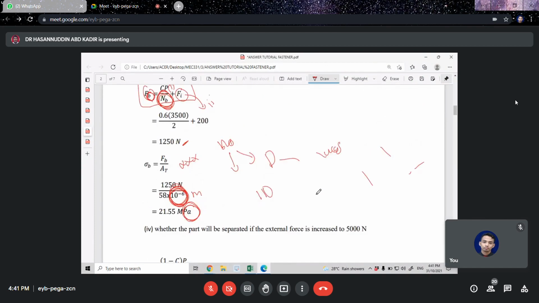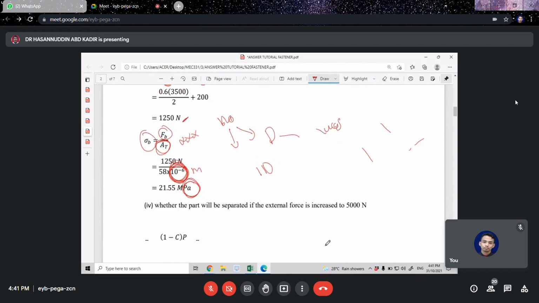Then you can get the value of stress on the bolt. Please, I repeat again, when you talk about stress on the bolt, it must be related to the force on the bolt. So refer back to the formula for the force on the bolt, and then you divide by how many bolts they have. For At here, please refer to your table.